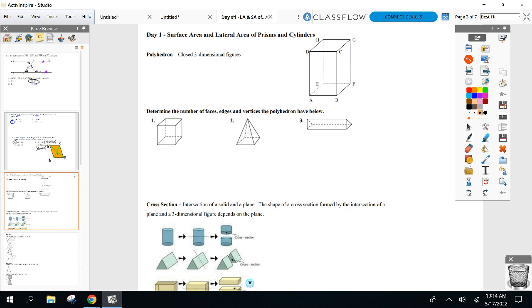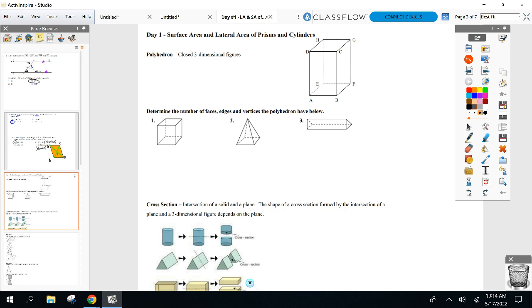Last unit in area, it was all two-dimensional figures: rectangle, rhombus, trapezoid. Now we're going to go to three-dimensional figures, something that's got a height and some thickness to it. Those are called polyhedrons. You guys have heard of a cone before? Sphere, pyramid. Those are all types of polyhedrons.